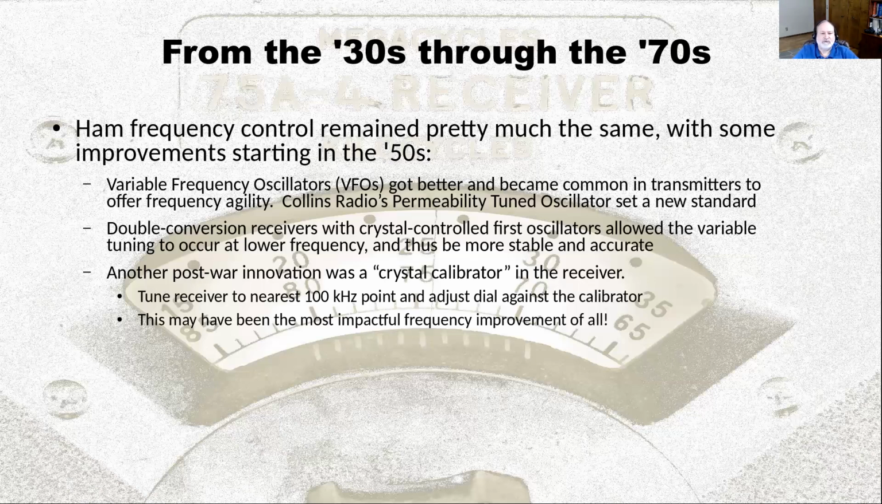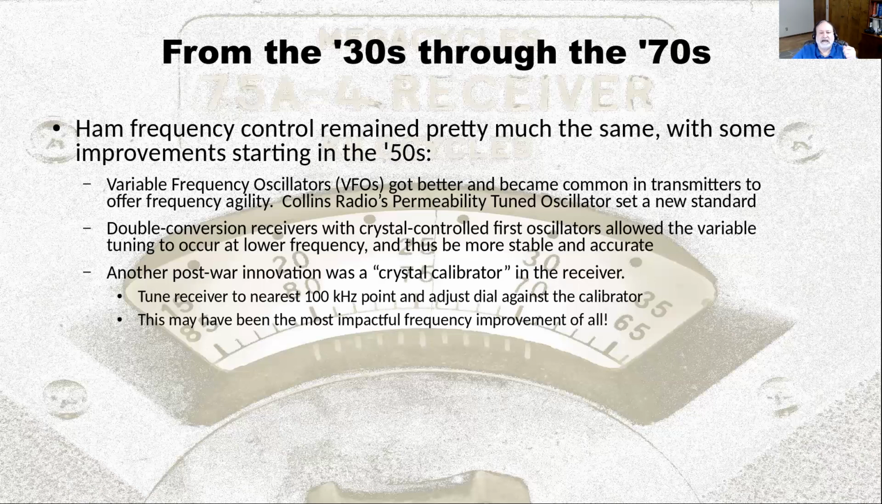A crystal calibrator was simply a 100 kilohertz crystal in your receiver in a circuit that would generate lots and lots of harmonics when it was turned on. You'd turn the calibrator on, and then first of all, tune in, say, WWV, and adjust the crystal frequency to zero beat the WWV carrier.